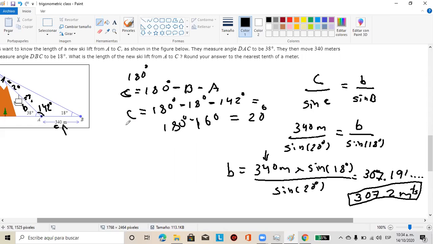Okay, how can we know that we are right? Because this measurement must be similar, or at least close, to the other one. So this is 340, and the answer is 307, so it's approximately similar, so it's correct.